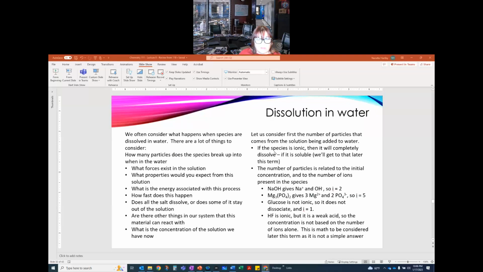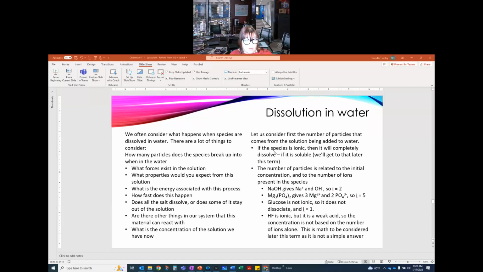Well, when we're talking about dissolution in water, we want to know what happens when we put stuff into water. So, how many particles does that thing break up into? What forces exist when that happens? What properties would we expect based on those forces? What is the energy associated with that process? How fast does it happen? What are the kinetics for that? We'll talk about the energies and kinetics later this semester.